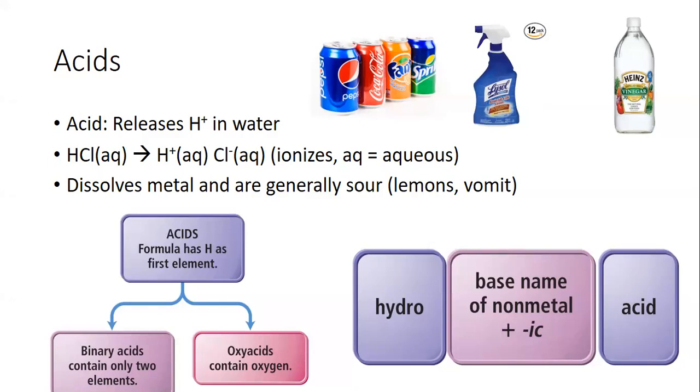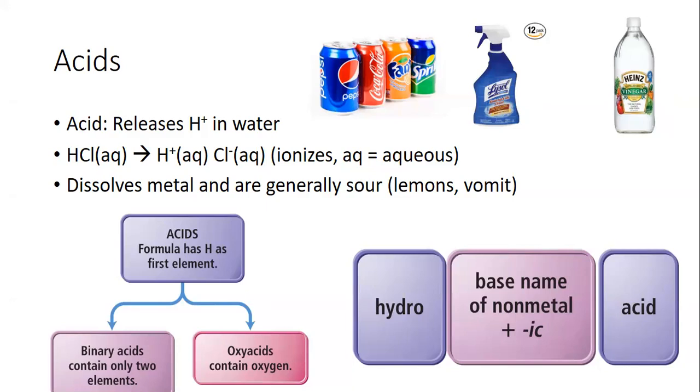So when you put an ionic compound in water, it will break apart into its components, its cation and its anion. That's called ionization. The symbols AQ next to our elements, AQ means aqueous. That means we are in water and these molecules are just surrounded by water at all times. So whenever you see AQ, that means we're in water and our compounds are surrounded by water.